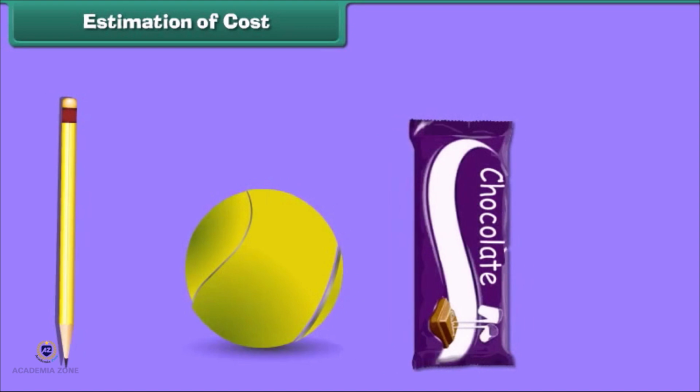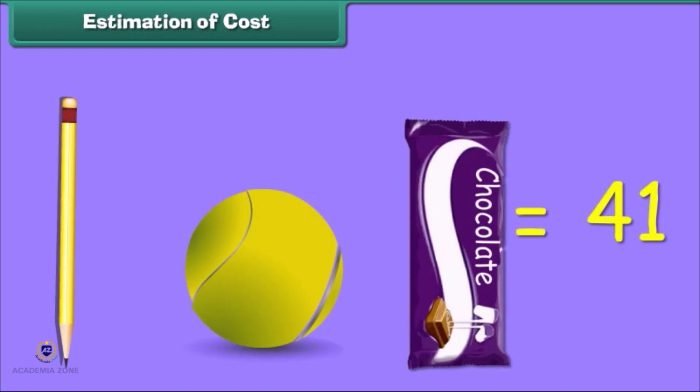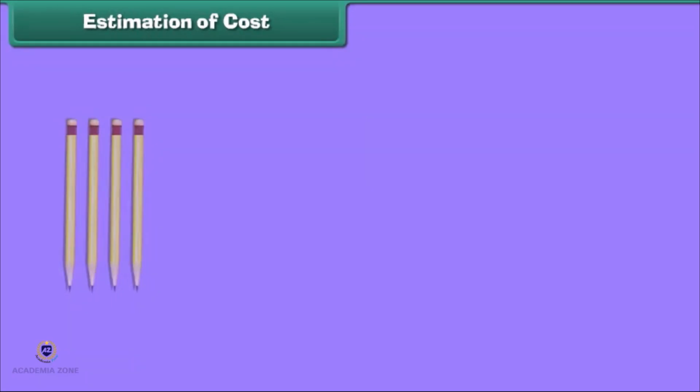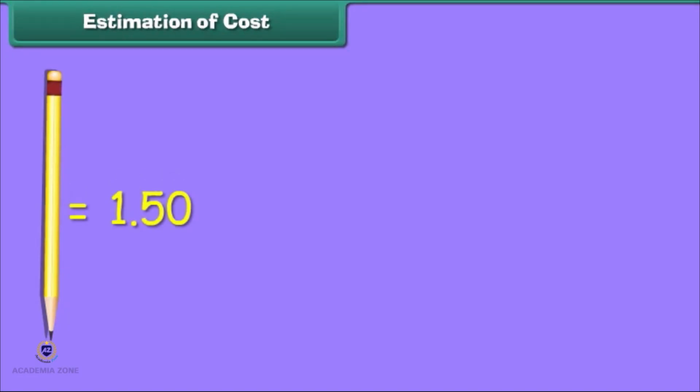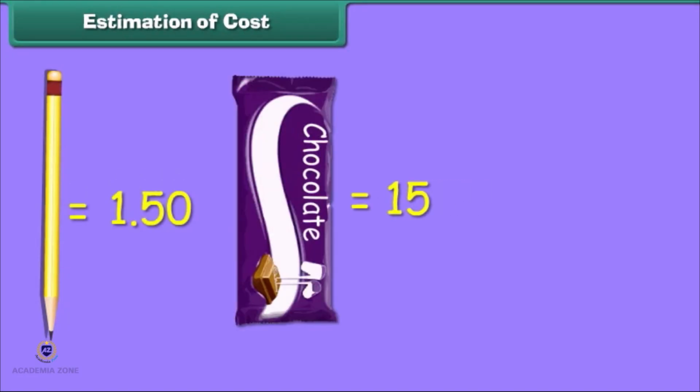Estimation of cost means calculating total cost of different items. We understand it by taking an example. What will be the total cost of 4 pencils, 2 chocolates and 1 tennis ball? If the unit cost of pencil is 1 rupee 50 paisa, unit cost of chocolate is rupees 15 and tennis ball is rupees 5. Now we calculate total cost of these items.